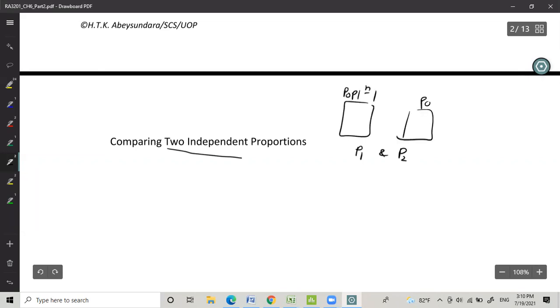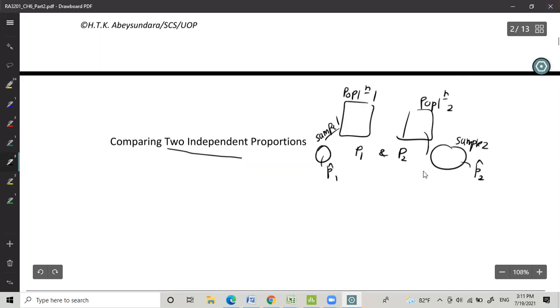Proportion 2 is for the population 2. And you take a sample from the first population, and you take a sample from the second population. So you have p hat 2 and p hat 1. So those are the estimates, right? So you're going to use them.